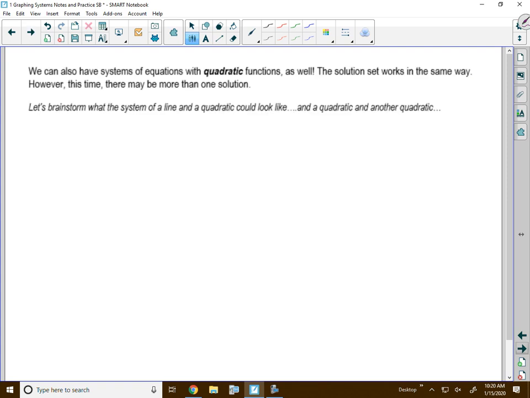All right. We can also have systems of equations with quadratic functions. So like the first one that I showed at the beginning, if you have an x squared in there, that can happen. That's okay. The solution set works in the same way. So we can either have no solution, or we can have those intersecting points. So let's brainstorm what the system of a line and a quadratic could look like. So let me give you a system.